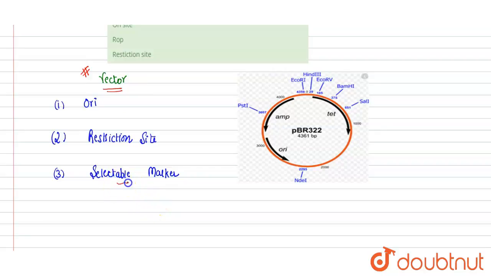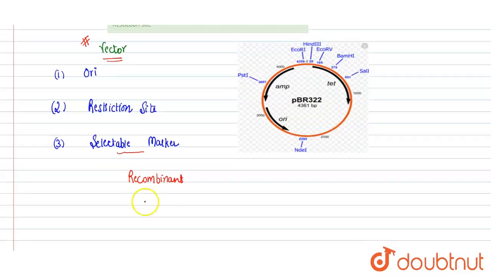So to detect whether recombination occurred, meaning the plasmid has taken up the desired gene of interest or it hasn't taken it up, or we can say whether it is recombinant or non-recombinant, that can be detected using the selectable marker. Every vector should have a selectable marker.